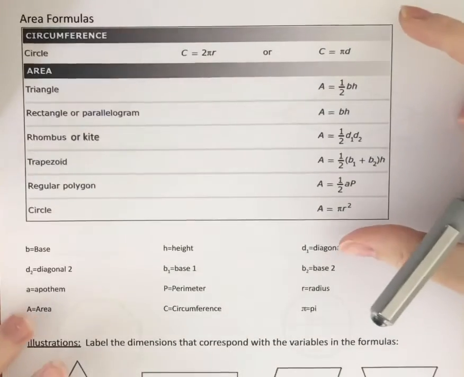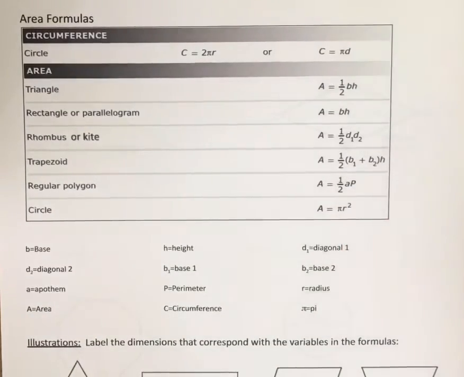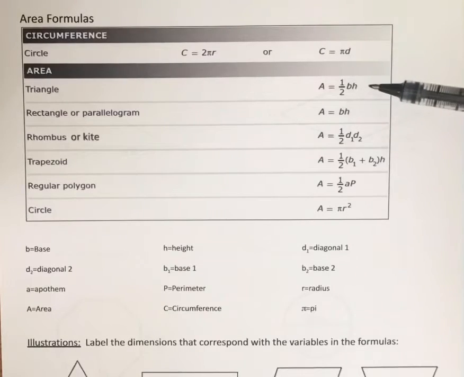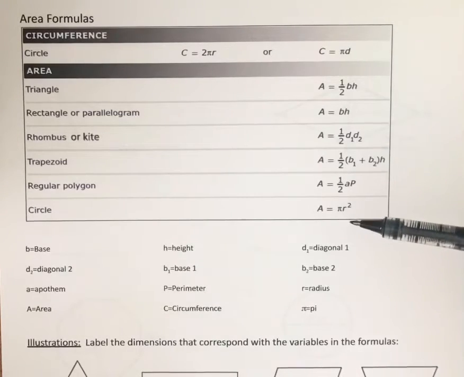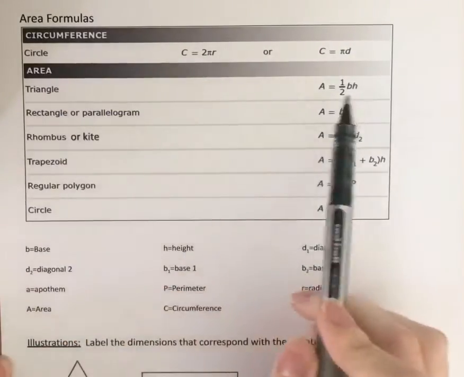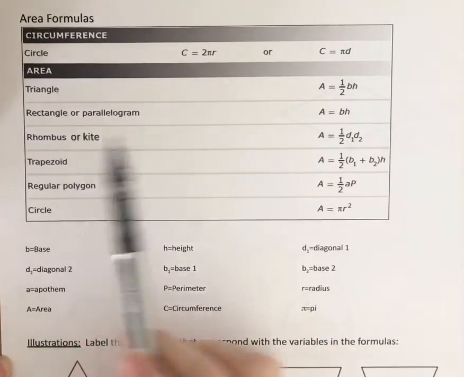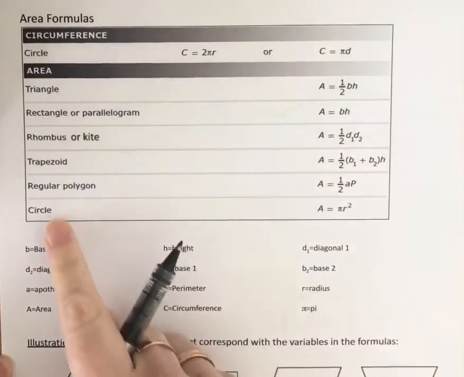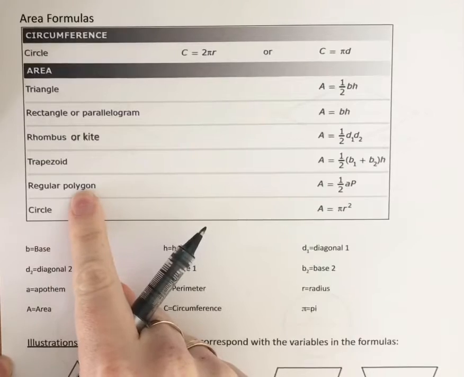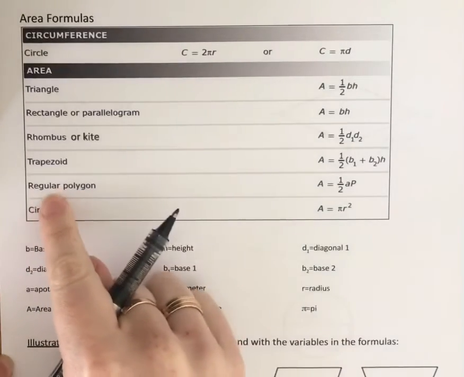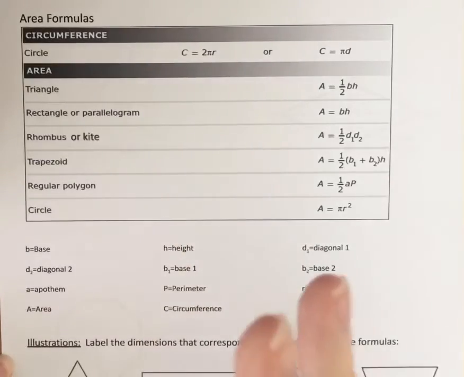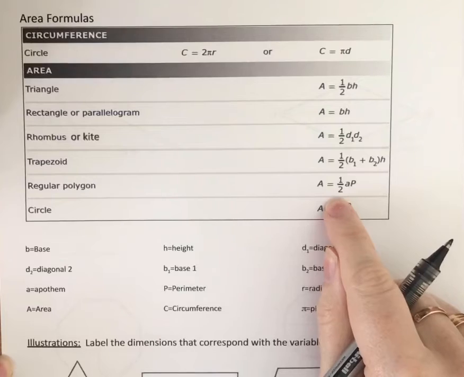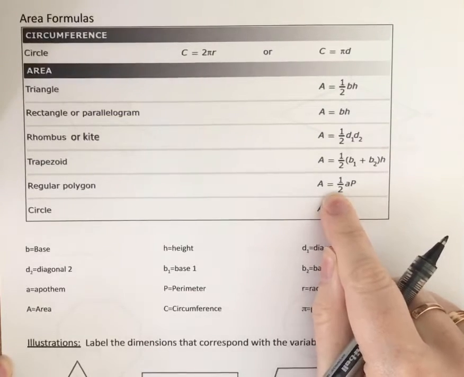So this is just a screenshot from your formula chart. It's got the formulas for circumference of a circle should you ever need that, and then it's got the area formulas here. Okay, so triangle, rectangle, or parallelogram, so on and so forth. This one is the one that you probably have not seen before, the regular polygon. So basically after any four-sided shape, so if it has 5 sides or 6 or so on and so forth, okay, here is the formula for the area of that kind of shape.